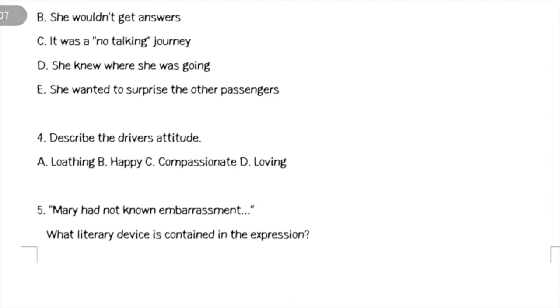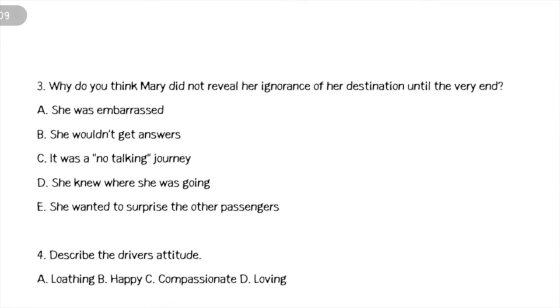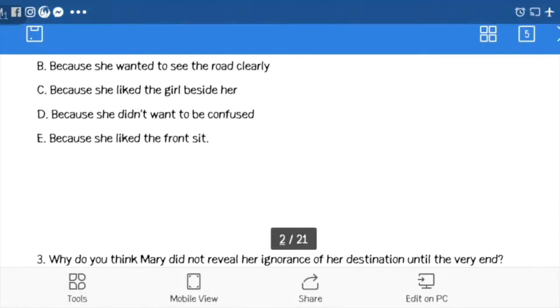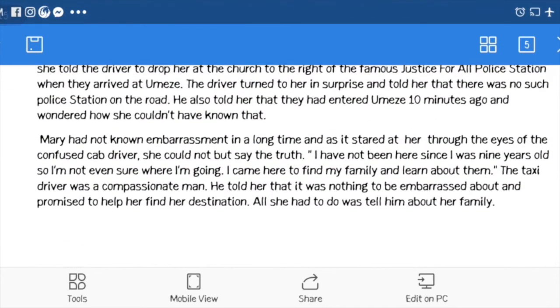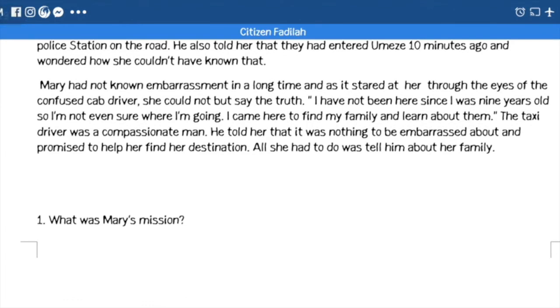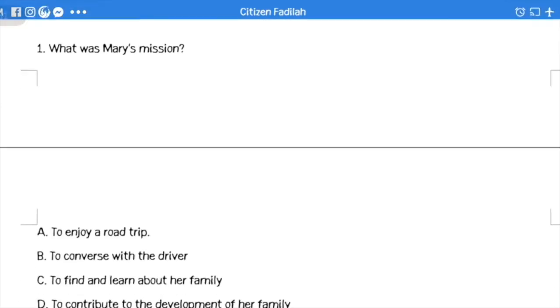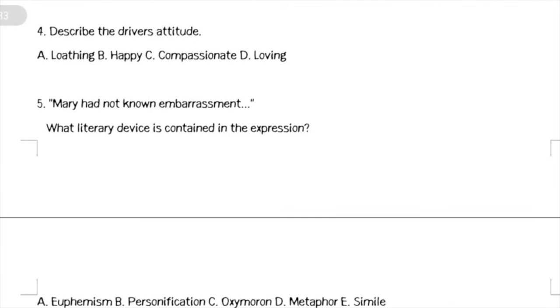Before you answer this question, you have to go back to the paragraph that has that expression so that you can get the full context of it. So we're going back to the passage to look for it, and we found it in the last paragraph. Mary had not known embarrassment in a long time, and as it stared at her through the eyes of a confused cab driver, she could not but say the truth. This simply means that Mary hadn't been embarrassed in a very long time.